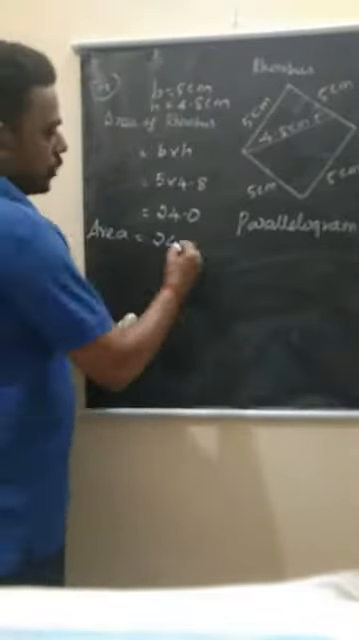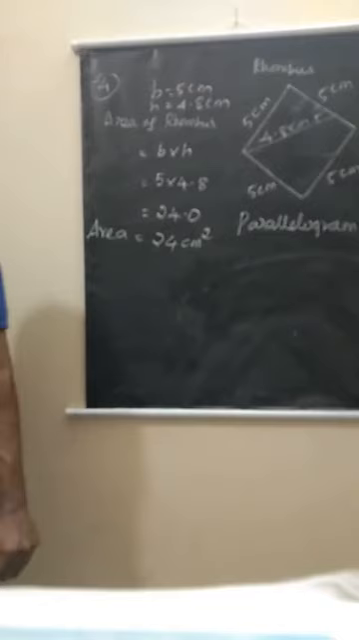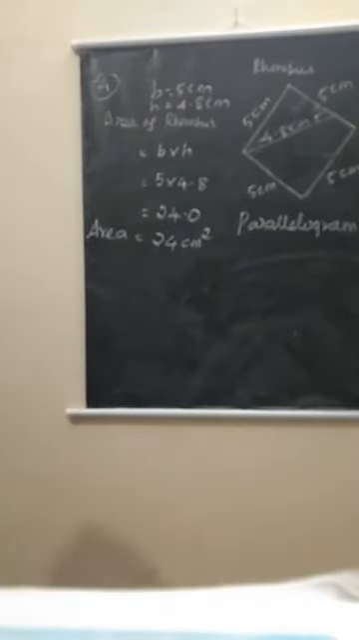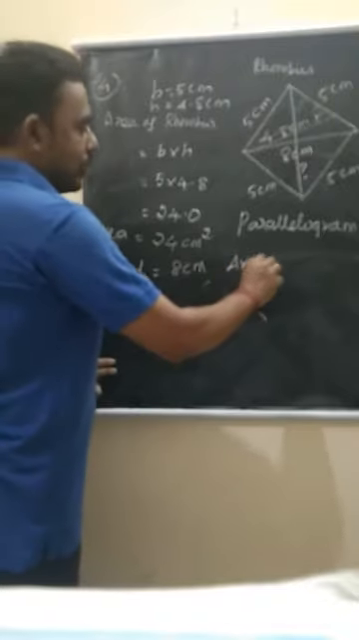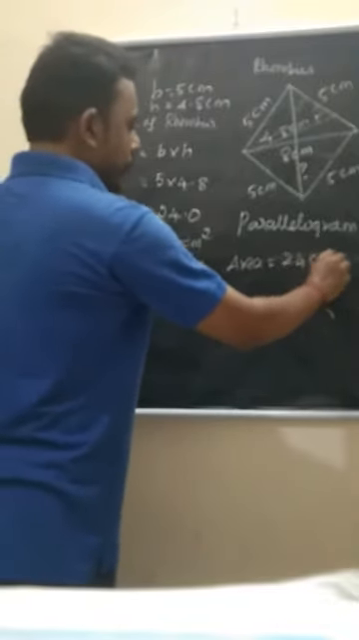It's over. Now the next question is, if one of the diagonals is 8 centimeter long, then find the length of the other diagonal. I already have one diagonal given, that is D1, which we consider as 8 centimeter, and the area is given as 24 centimeter square.